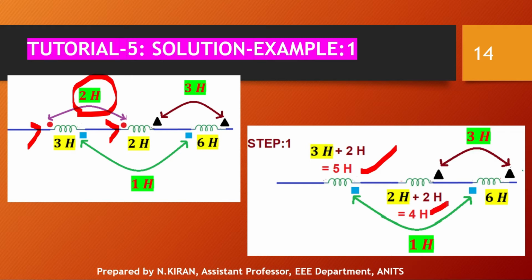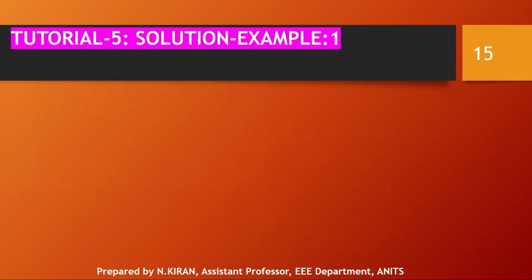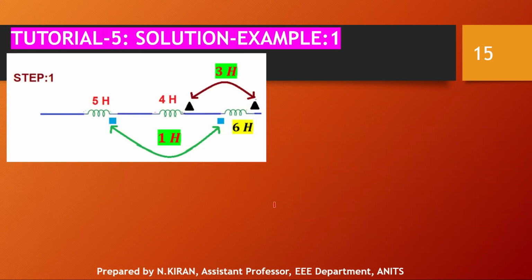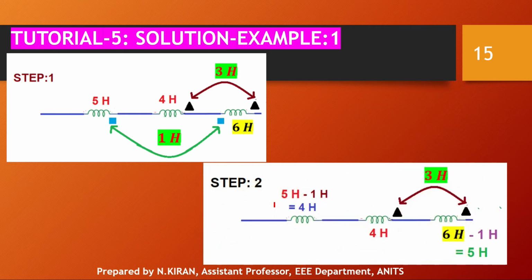So after eliminating the first coupling, next I'll consider the second coupling. So in the second coupling, as you can see, here current is leaving the dotted terminal and here current is entering the dotted terminal. So it is exhibiting series opposing. So I'll subtract the value of M, that is 1 Henry, from first coil as well as third coil, which will give me 4 Henry and 5 Henry respectively.